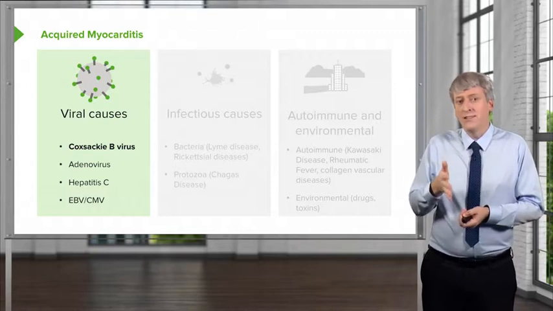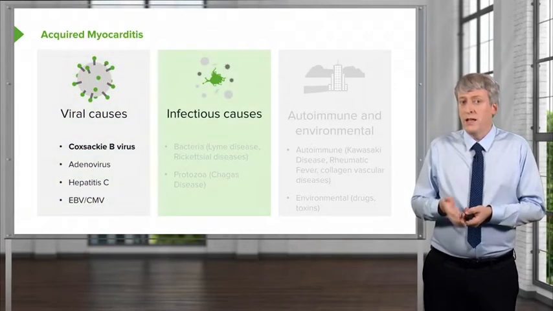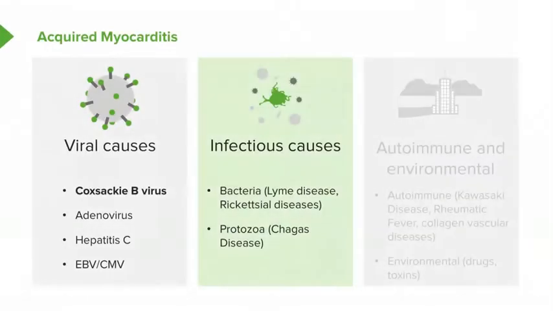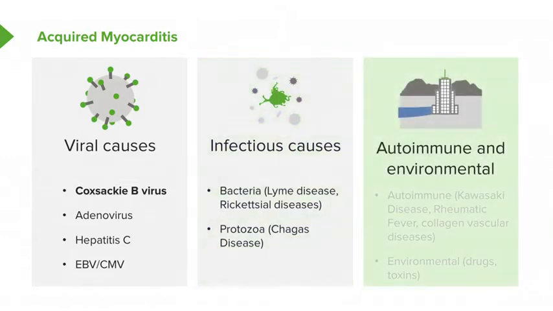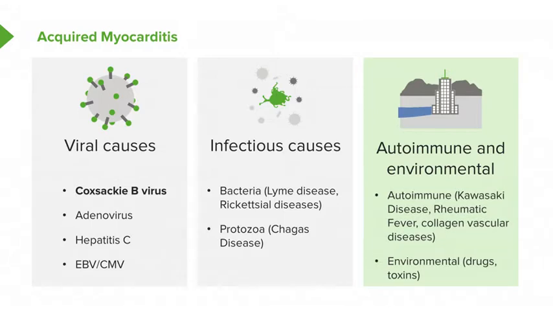If myocarditis is not viral, it could be from another infection. Examples of this are bacteria. For example, rickettsial diseases can cause it. Lyme disease can cause it. Remember, Lyme disease is Borrelia burgdorferi. And not seen so much in the United States, but in South America, Chagas disease can cause it, and that's a protozoa. There are also non-infectious causes of myocarditis, autoimmune or environmental.